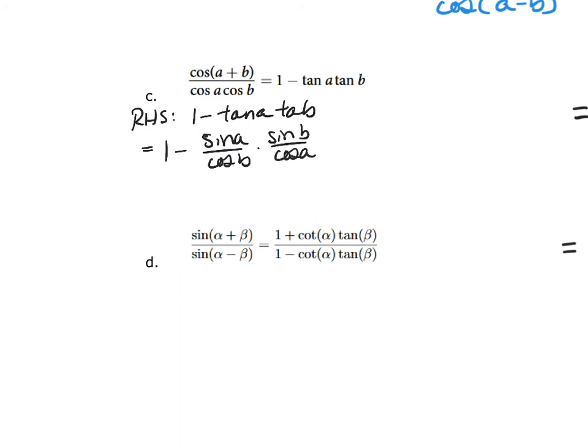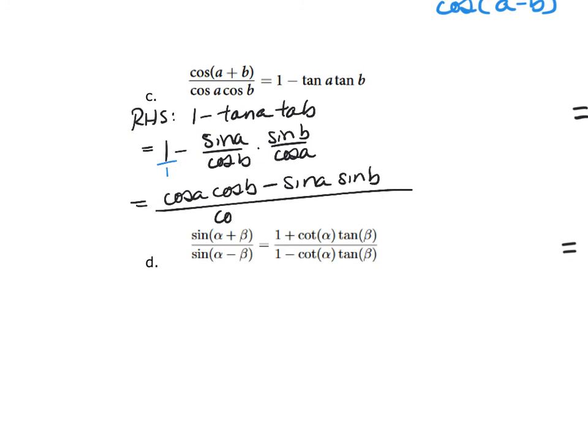if I multiply the 1 over 1 by the denominator of cosine A cosine B, then this is going to be the cosine A cosine B minus the sine A sine B all over the cosine A, the cosine B. And all I did there was multiply this 1 by the denominator so I can add the two fractions. We know the numerator does combine into the cosine of A plus B, and then the denominator is going to be the cosine of A cosine of B, and I found the left-hand side.